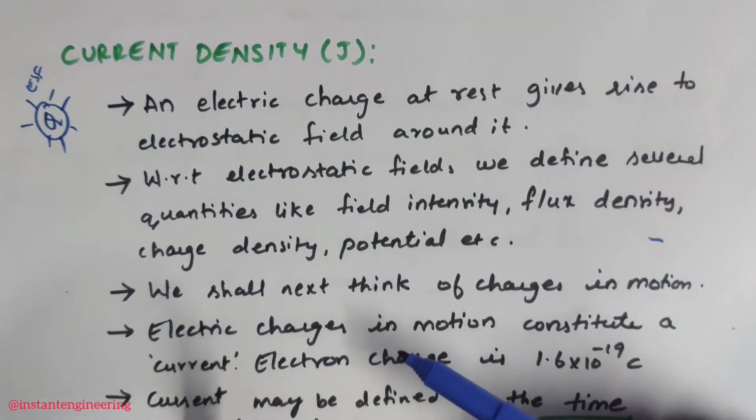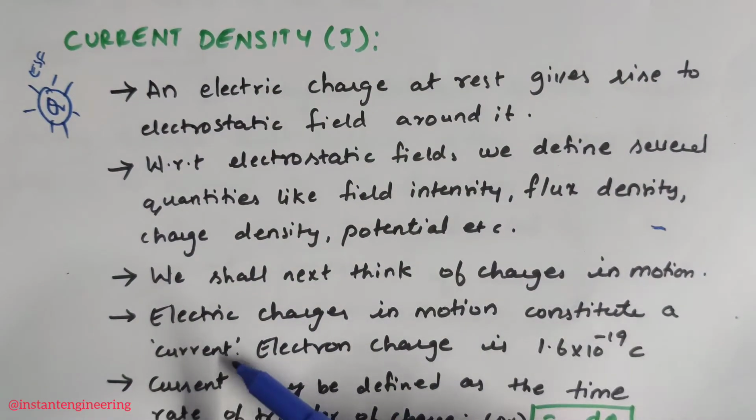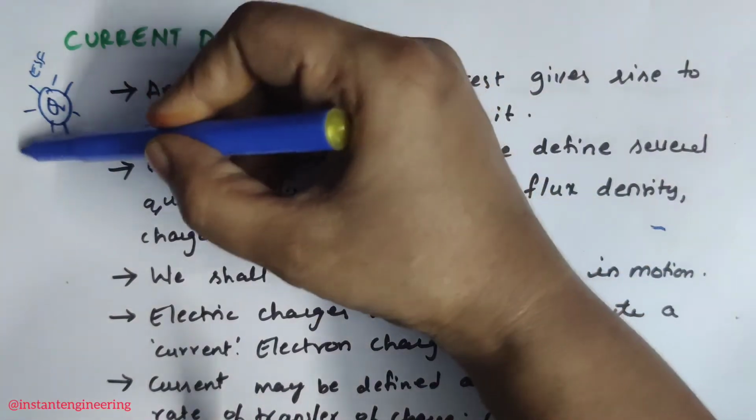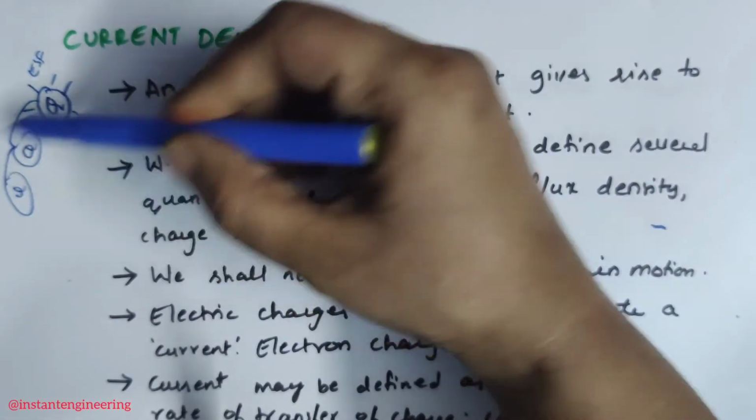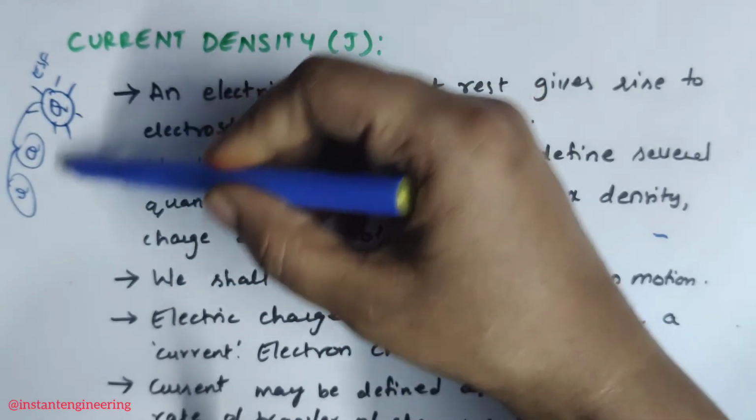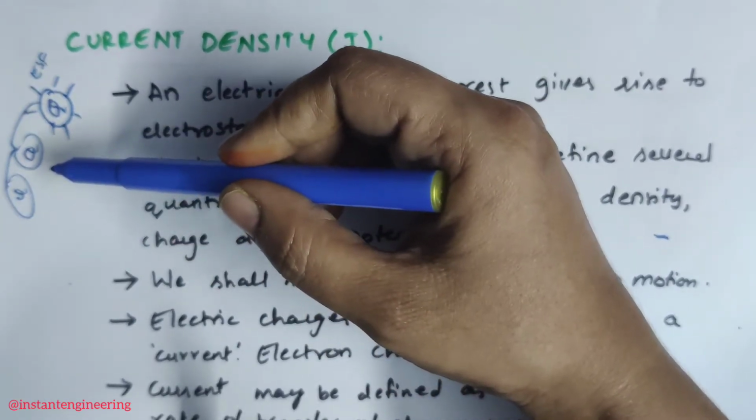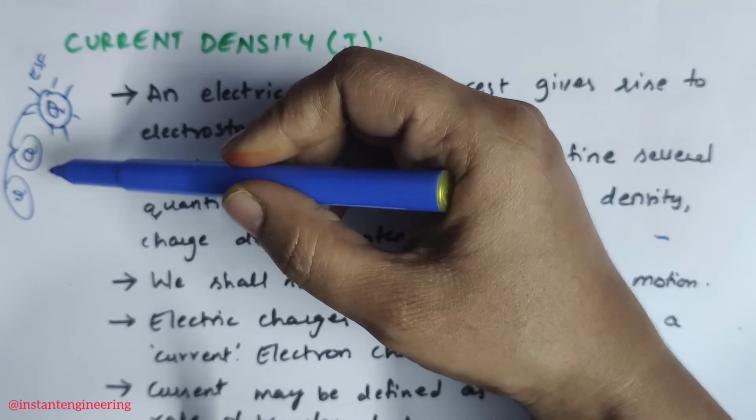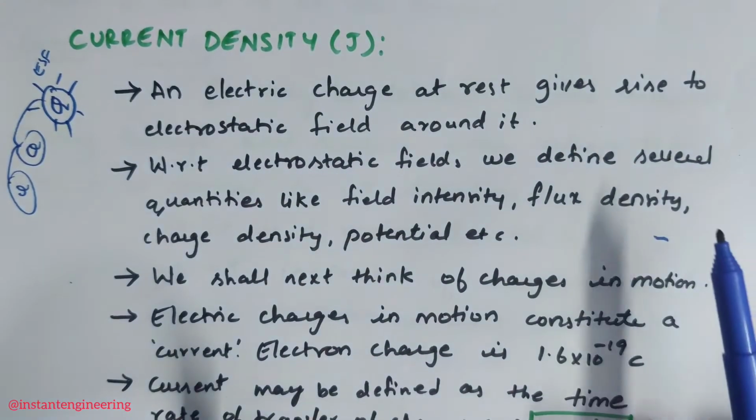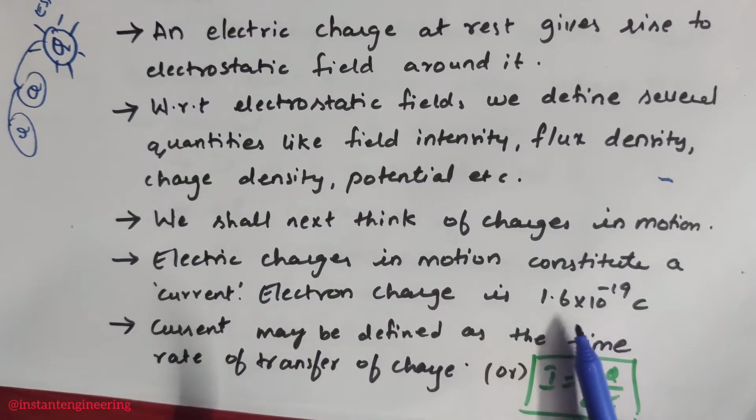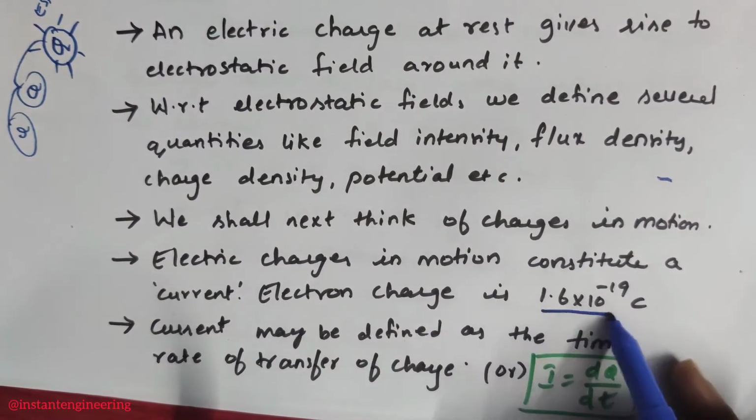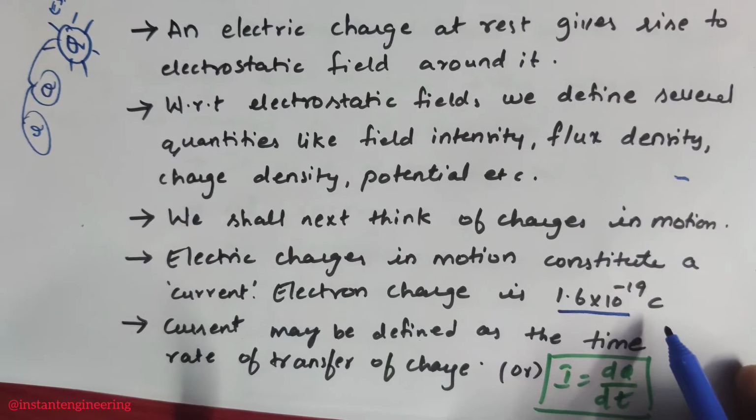Electric charges in motion constitute a current. Obviously, if all these charges are moving, that is nothing but flow of charge, which is flow of electrons, and flow of electrons is nothing but current. So electric charges in motion constitute current. The electric charge is given by 1.6 into 10 power minus 19 coulombs.